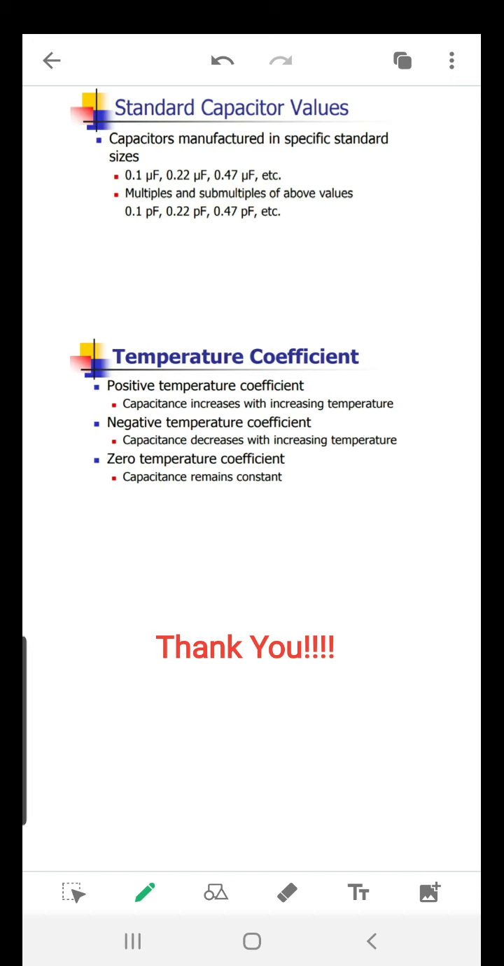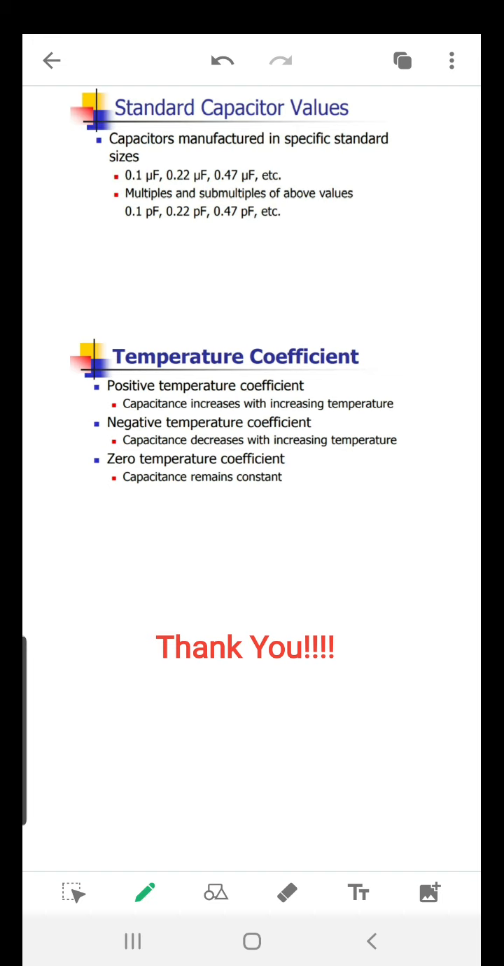Then one factor is there according to which the capacitance value also changes. That is the temperature coefficient. It can be of three types: zero temperature coefficient, positive temperature coefficient, and negative temperature coefficient. When there is zero temperature coefficient, the capacitance remains constant, that means it doesn't change its value.